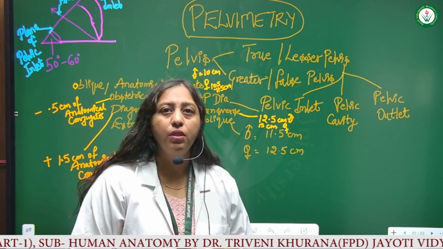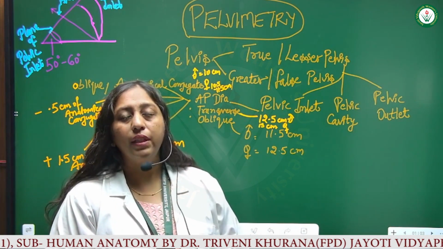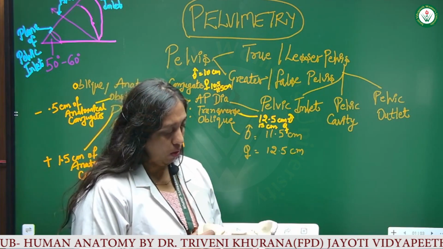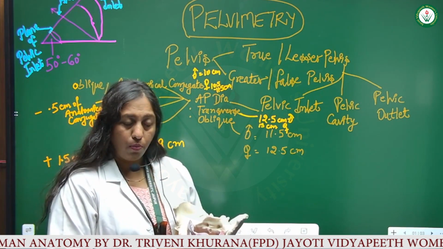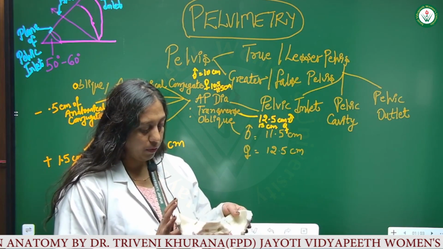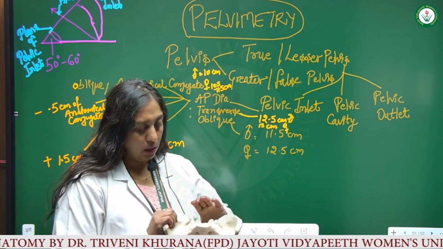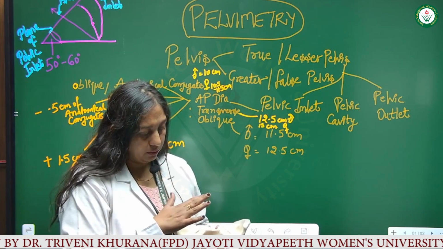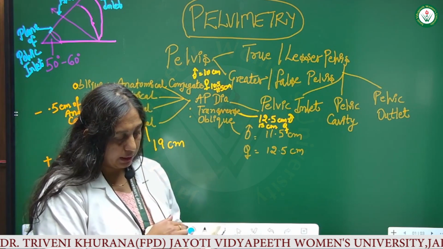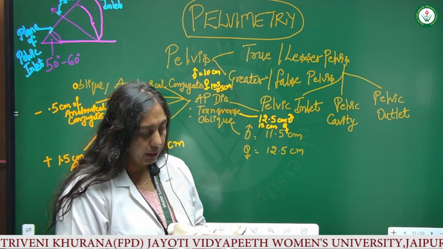What is pelvimetry? It is the measurement of pelvic diameters. Now let's see about the bony pelvis. This is a specimen of bony pelvis. We have two hip bones behind the sacrum. This is formed by two hip bones and the sacrum posteriorly.